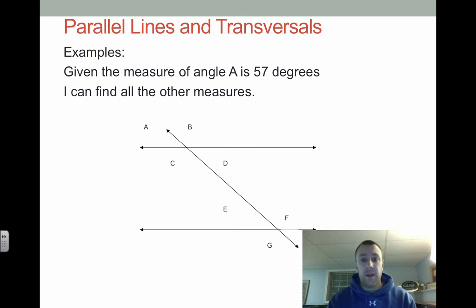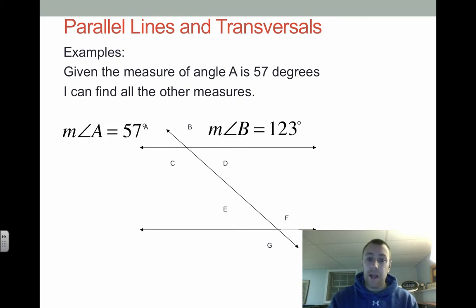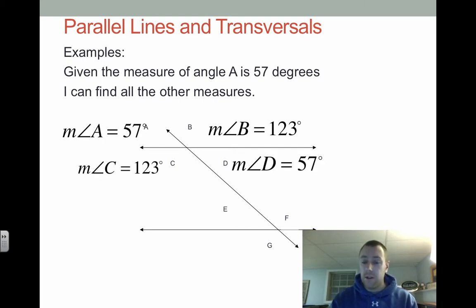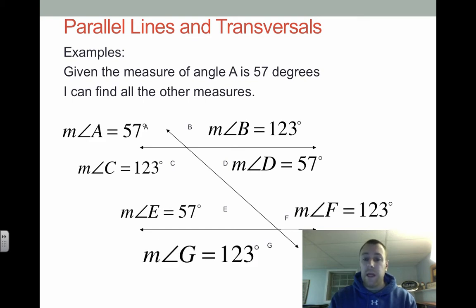For this, I'm telling you A is 57 degrees. So if A is 57, I can subtract from 180 degrees and get 123. I then can do my verticals, and then use my corresponding angles or my alternate interior angles to make the jumps to all the rest of those angles.